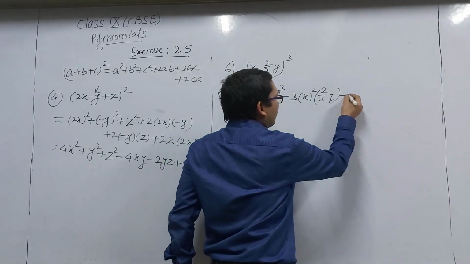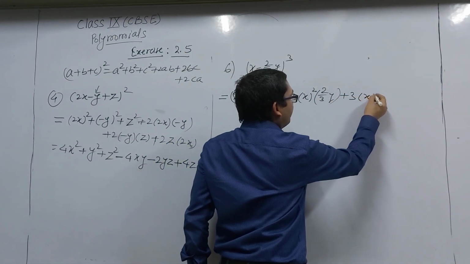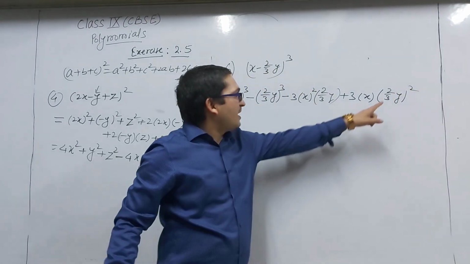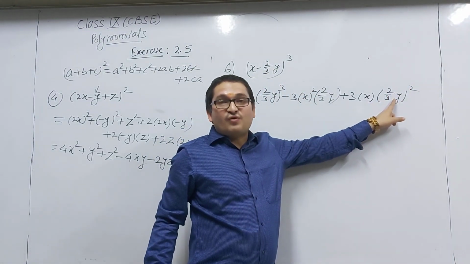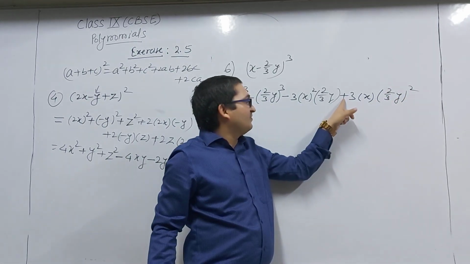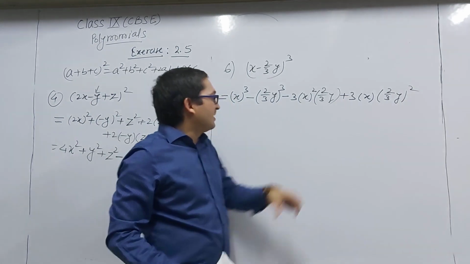Here it will come plus 3a b square, (2 upon 3y) square. Means a square, so minus sign. The coefficient of y is minus 2 upon 3, and square is there. So minus square is plus. That's why we are getting the plus sign in the last term.